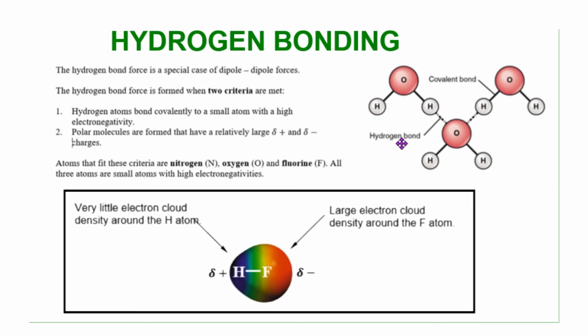So the two criteria are: the hydrogen within its own molecule has to be bonded to a nitrogen, oxygen, or fluorine, because they have a high electronegativity and they're going to strongly attract the shared pair of electrons. Then it obviously has to be a polar molecule because it's a special case of dipole-dipole.